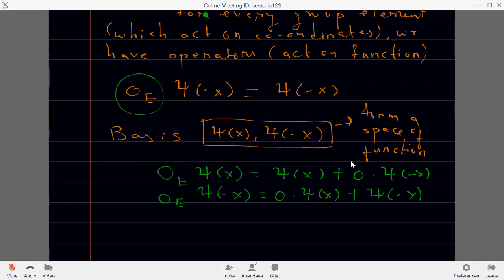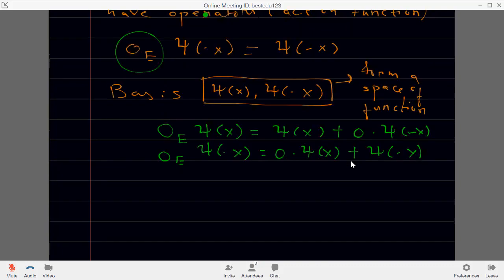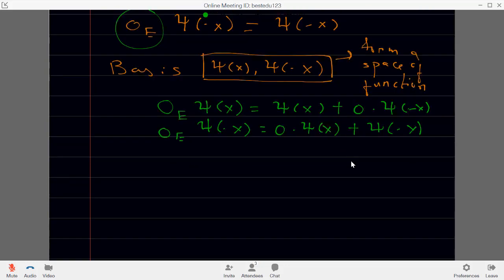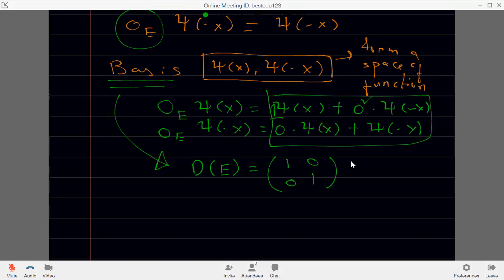So if, using this basis, I form the matrix representation, then the matrix representation of E is going to look like 1, 0, 0, 1. And how did I form it? I formed it from here by using the coefficients. The coefficient here is 1, the coefficient here is 0, here is 0, and here is 1. So using the basis, I formed the matrix representation of the element E.